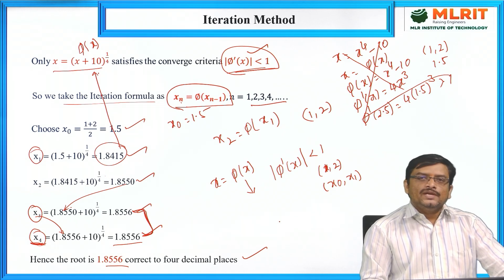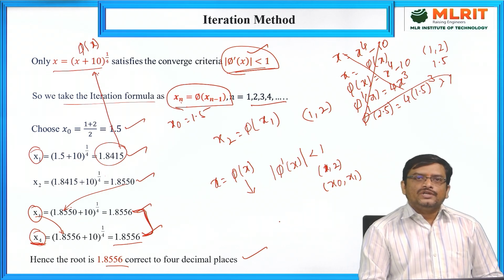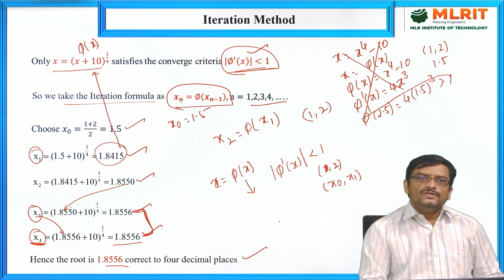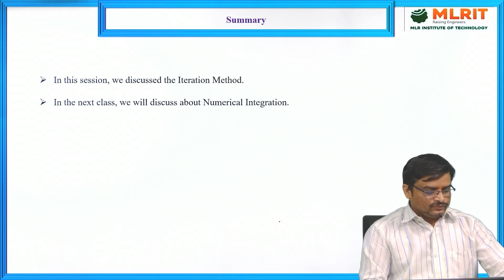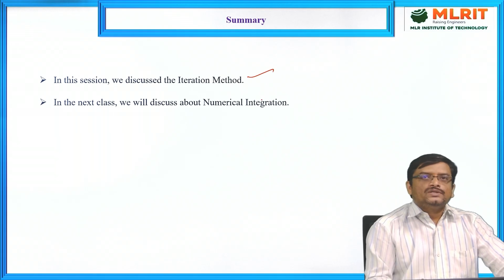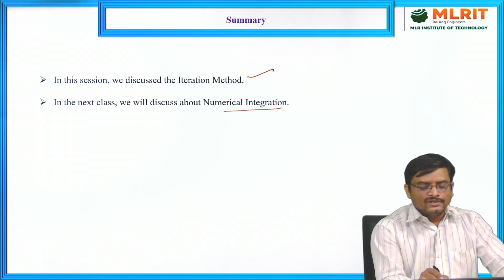So in the previous slides we have seen the bisection method, Regula-Falsi method, Newton-Raphson method, and iteration method. In our syllabus, these are the 4 methods you have. With this, we can complete our root finding techniques to find the root of the given equation. In this session, we have discussed how to use this iteration method. With this iteration method, we have completed the root finding techniques. And in the next video, we will discuss numerical integrations.